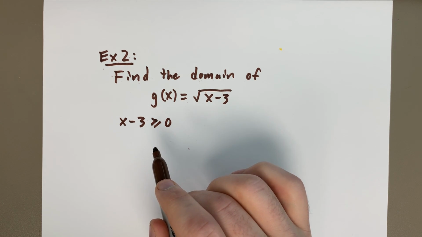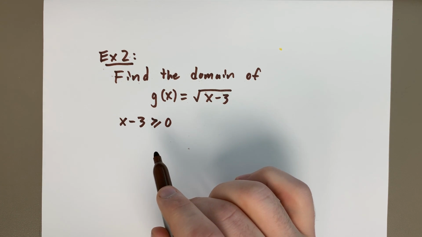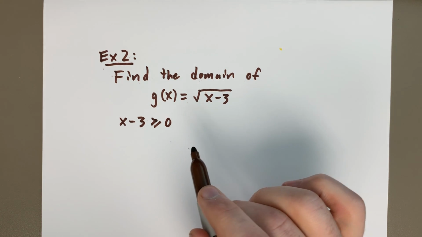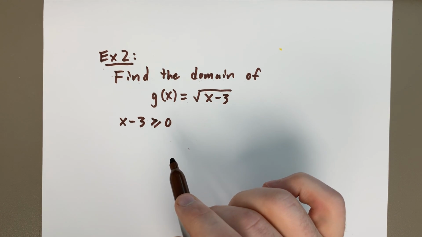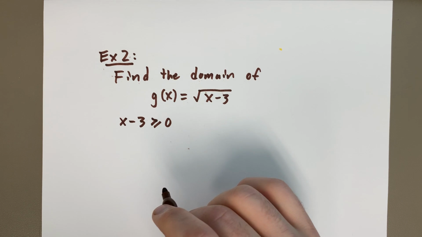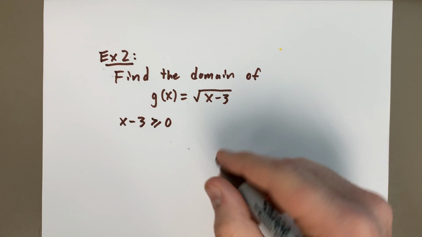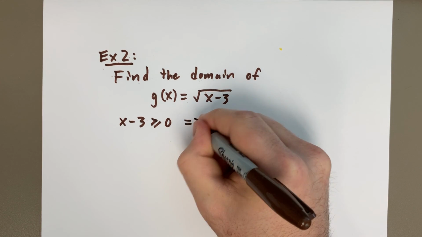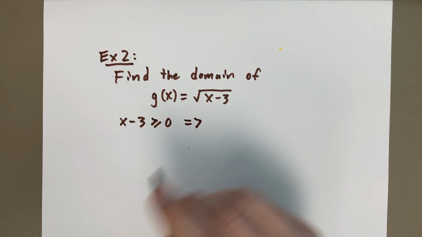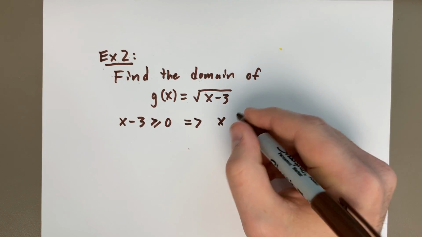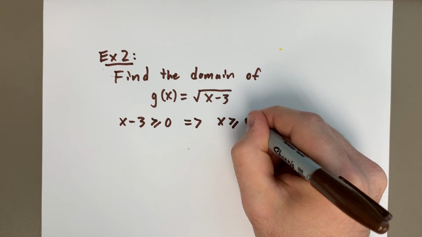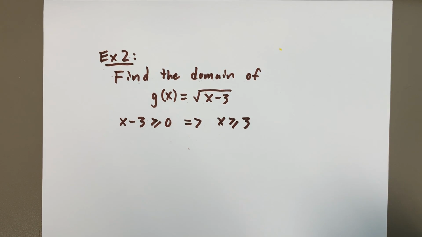Inequalities work almost exactly the same way as equalities when you're trying to solve for x. So just because it's a weird symbol here, just play with it like you normally would if this were an equal sign. So what does this imply? Adding 3 to both sides, this gives us x is greater than or equal to 3. All I did was add 3 to both sides.